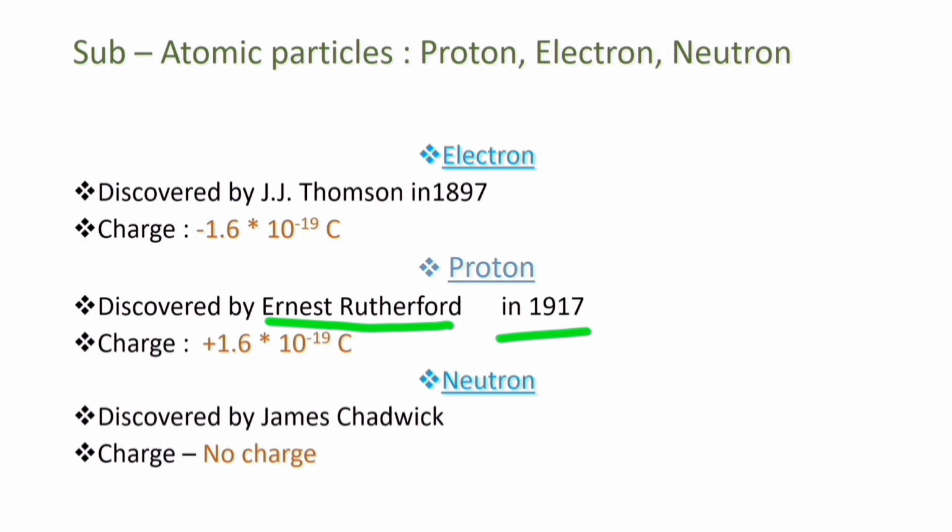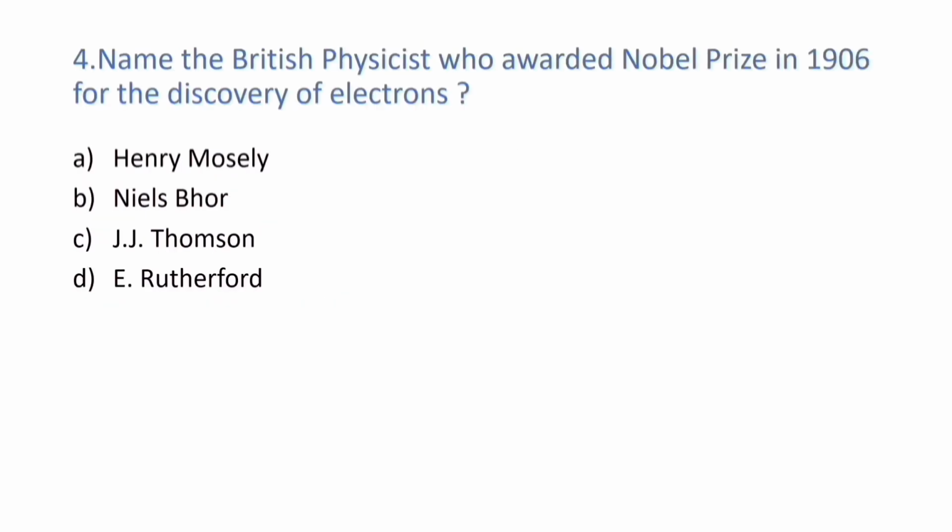The charge of a proton is equal to the charge of electron but opposite in sign. A proton has a charge of plus 1.6 into 10 raised to minus 19 coulomb. The neutron was discovered by James Chadwick and it has no charge. Name the British physicist who awarded Nobel Prize in 1906 for the discovery of electrons. Option number C, J.J. Thomson.